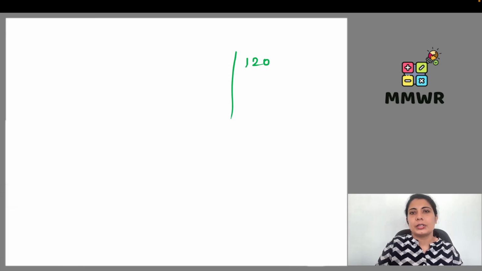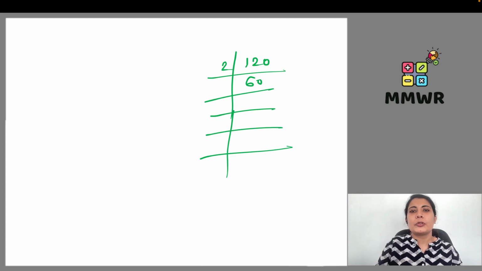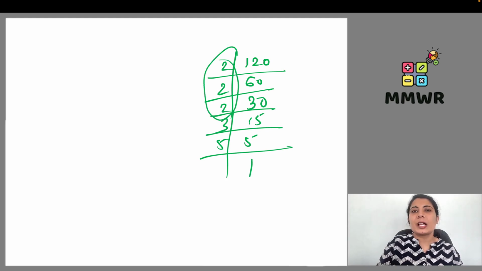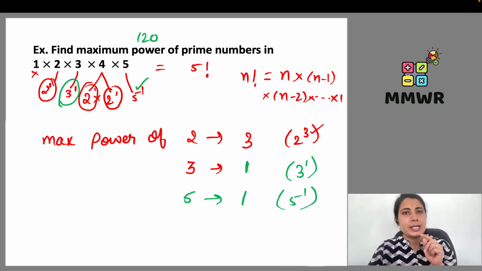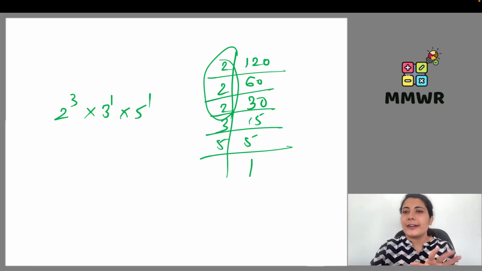So this gives me 2 × 6 = 12. Furthermore, I will divide 2 by 2 thirty times, by 2 fifteen times, then by 3 five times, then by 5 one time. So look, 2 is coming 3 times, 3 is coming only one time, 5 is coming one time. So the maximum power for 2 is 3, the maximum power for 3 is 1, and for 5 also it is 1.